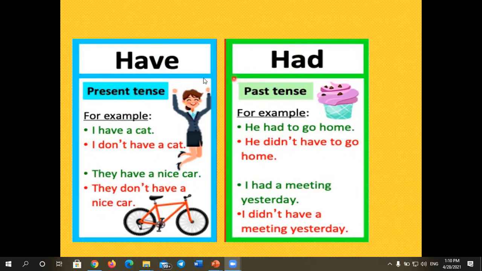In the past, we're going to change this verb to had. So the past of have is had. For example, he had to go home. He had a meeting yesterday. Notice here we use had because we are talking about yesterday. So there is a key word here for the past, which is yesterday.